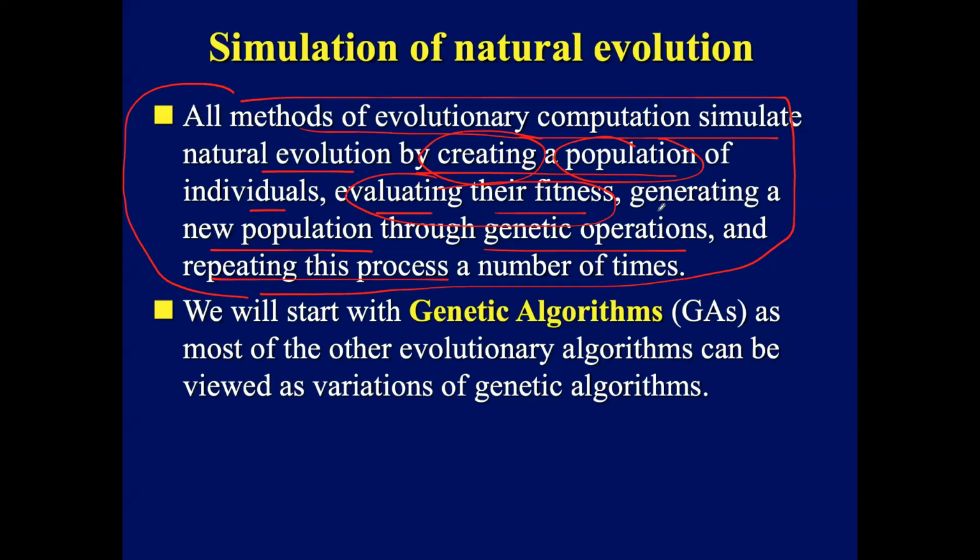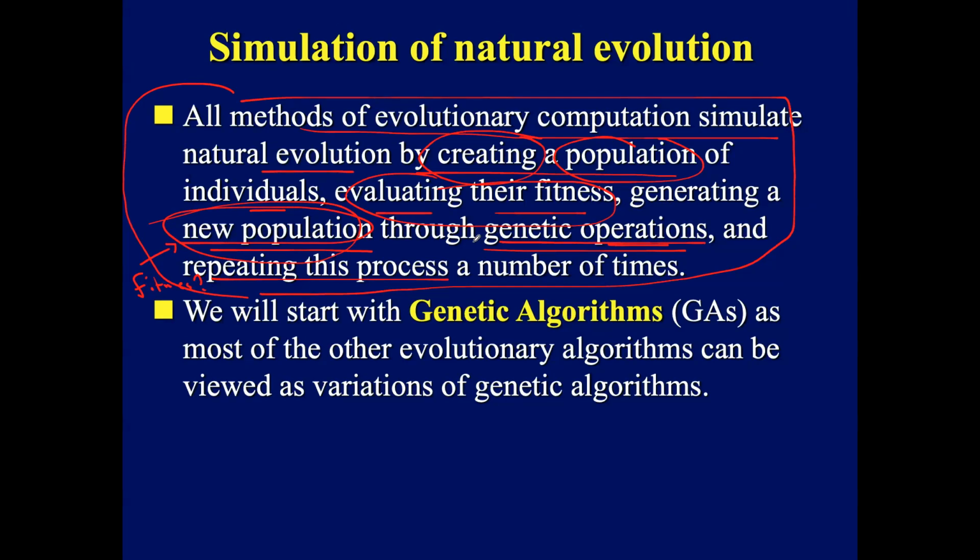So once we pick out individuals that have a higher chance of surviving, then we use genetic operations to combine those individuals to give us a new population. And once we get the new population, we check its fitness as well, to see whether it's good enough. And if it's not good enough, then we repeat the process. We continue creating new populations until we reach a population that is good enough.